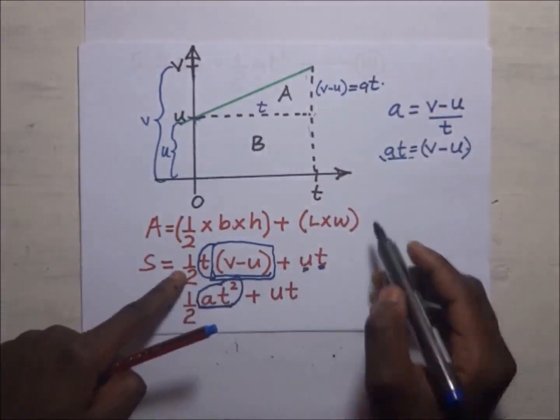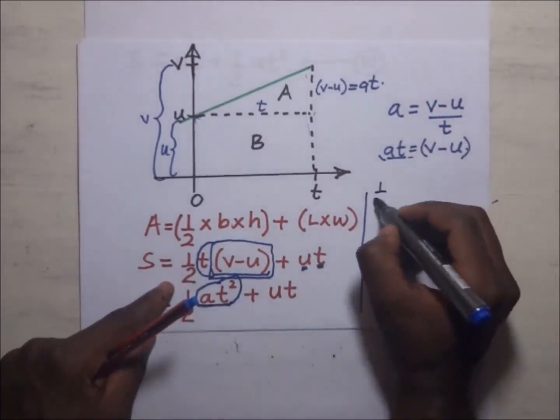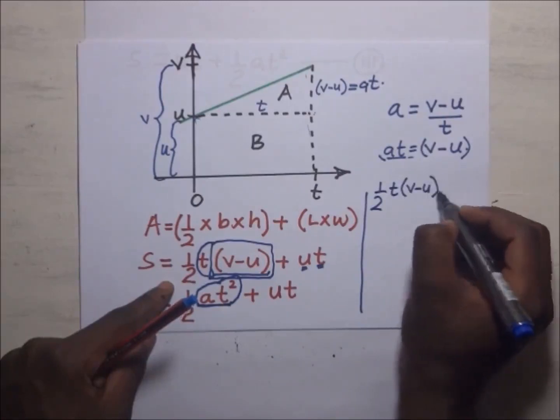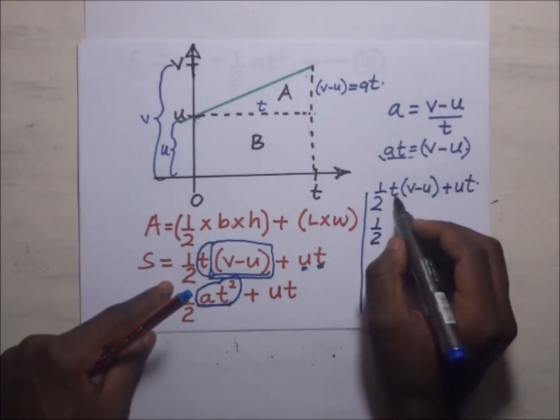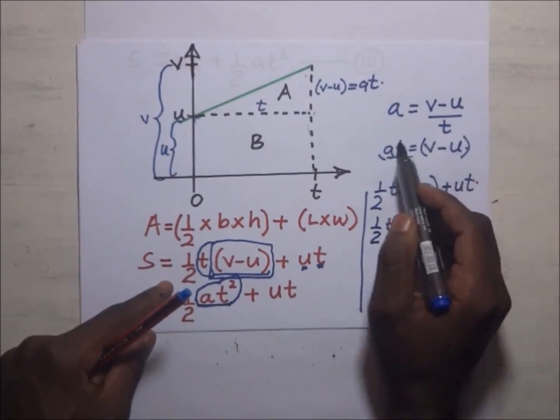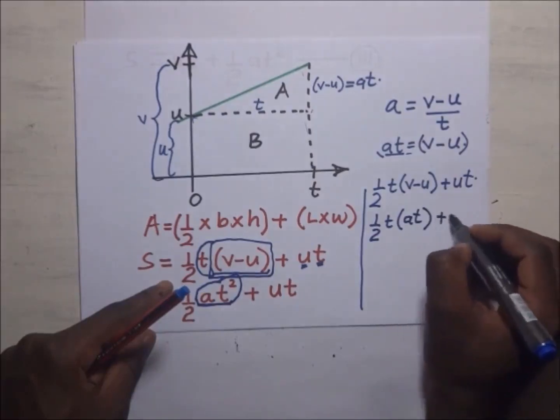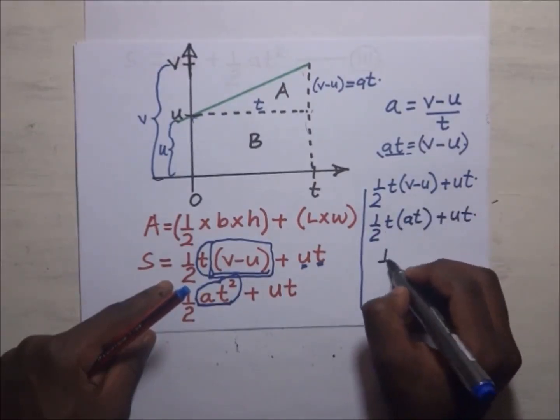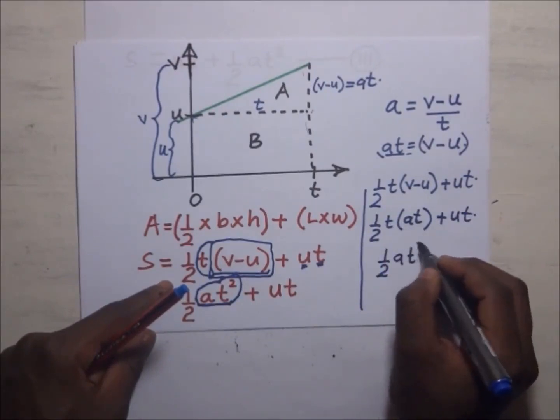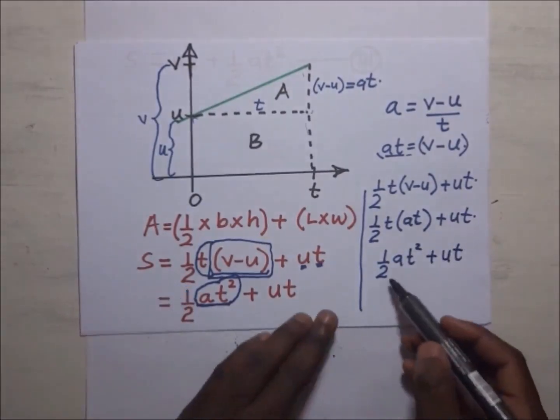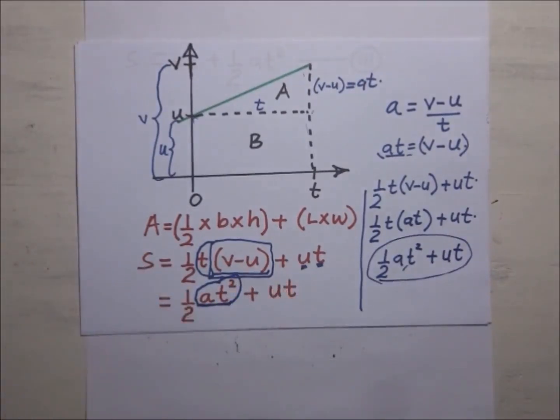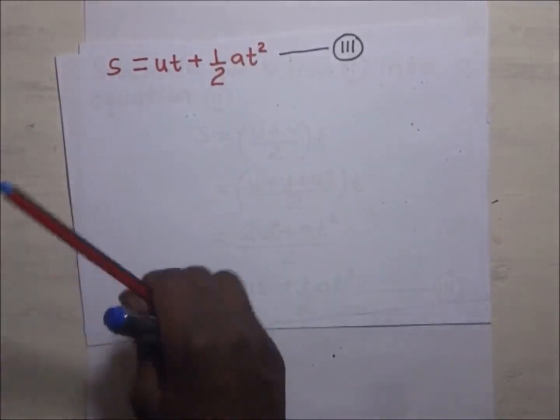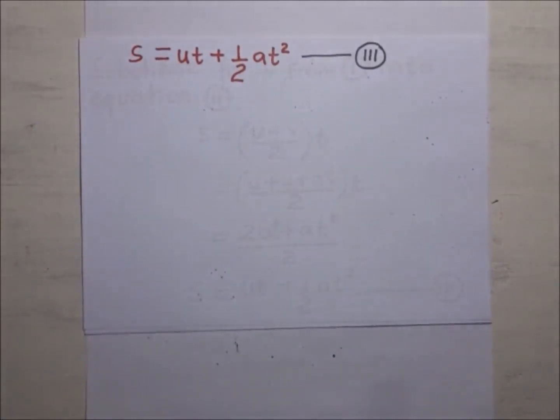So it means that when we come from this step, which is a half t into v minus u plus ut, the next step is a half times t into v minus u. Now v minus u is the same as at, so instead we shall write at right there, plus ut. So now at times t becomes a half a t squared plus ut. This is how it comes to be like this in the next step. So now we have formulated our third equation of motion. It shows that s is equal to ut plus a half at squared. That's our third equation of motion.